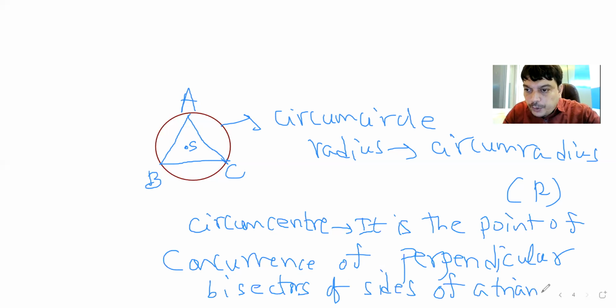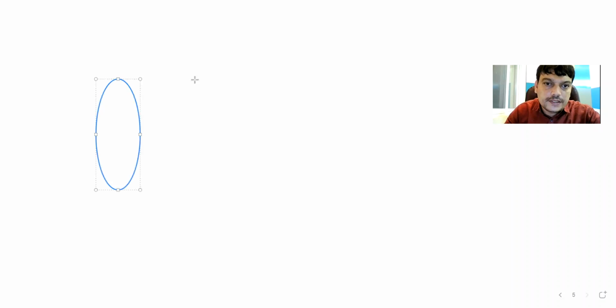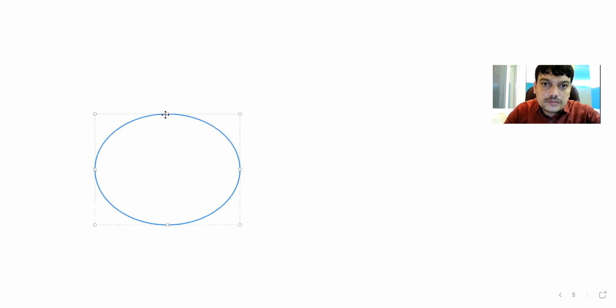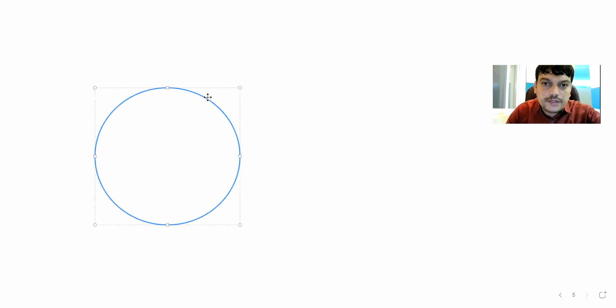So that point S, the circumcenter, will be the center of the circle. So for the circumcircle, the center will be the circumcenter, which is the point of concurrence of perpendicular bisectors of the sides. So now to derive the result, let me just draw a diagram a little bigger. So let us increase the size of the circle basically. Yeah, this is the circle we have.